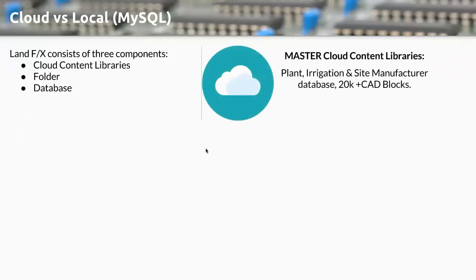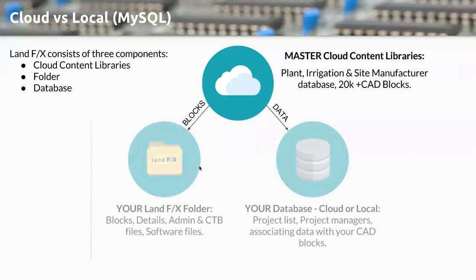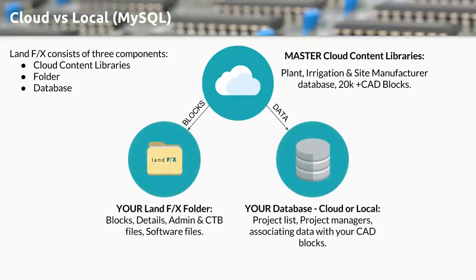We have our cloud content, and this is essentially on our side for LandFX, and we host all of the plant data and the irrigation data and the site manufacturer stuff and all of our blocks. Now, that has to go somewhere as you do your design. So when we start a project, it actually goes into two different sections, right? We have our LandFX folder, which is going to be basically where all of those CAD or those tangible files land so that LandFX can operate.